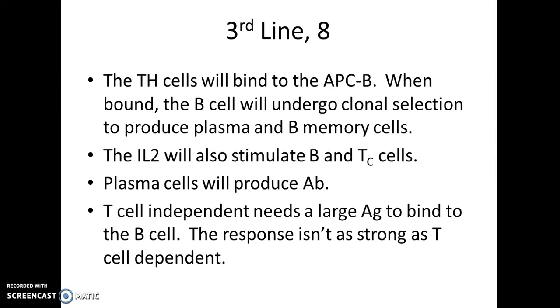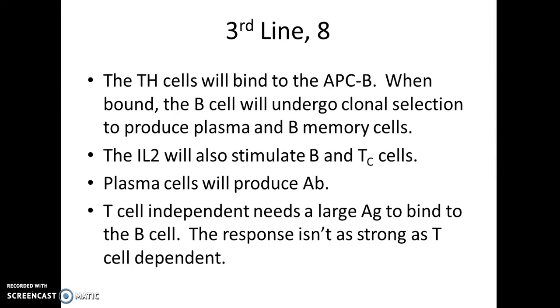Now, plasma cells will produce 2,000 antibodies per second for about 4 to 5 days. And the more plasma cells you have, the more antibodies you produce. Now, the antibodies will end up in your blood and start binding to every antigen that they can.